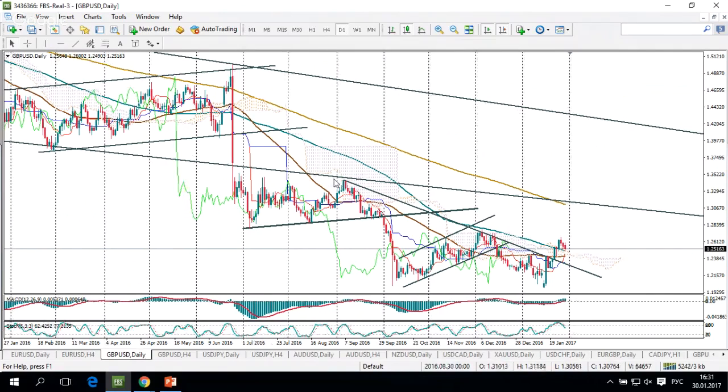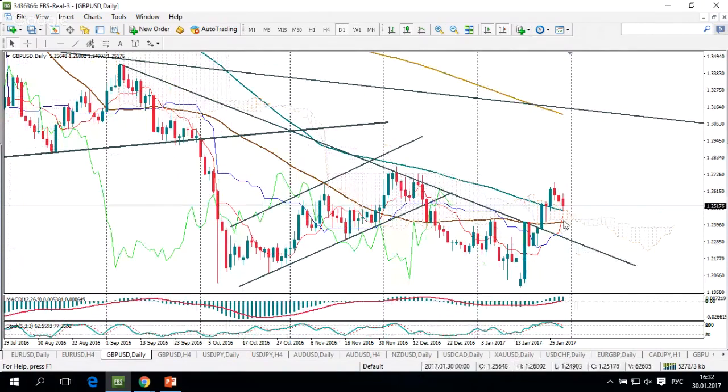Here, the pair managed to break above the resistance line, which connected the highs of September and the highs of December. The pair is trading above the 100-day moving average, the green line, and above the 50-day moving average, this is the brown line. Also, we are above the daily Ichimoku cloud. Still, here the pair has to stay above this moving average in order to retain the ability to get higher.